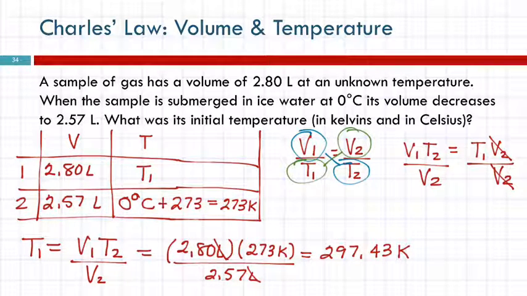Thinking about significant figures, this 0 degrees Celsius is kind of sloppy. We could assume that that's absolute. That's a little iffy. Let's go with using 3 sig figs because of these. So we would call that 297 Kelvin. That's the temperature in kelvins.